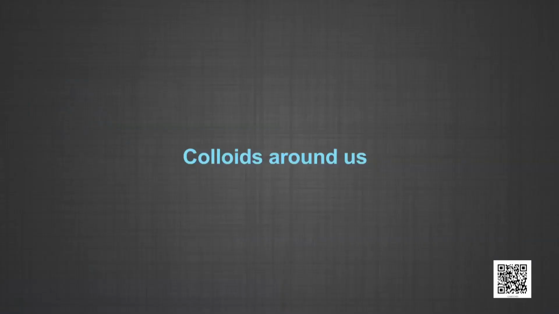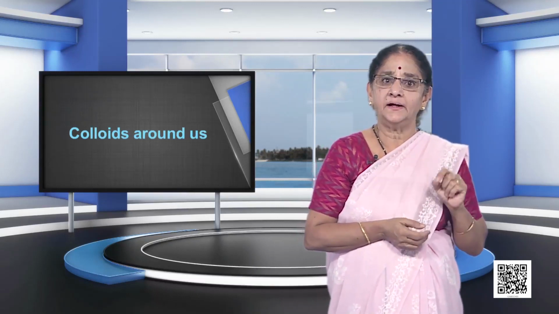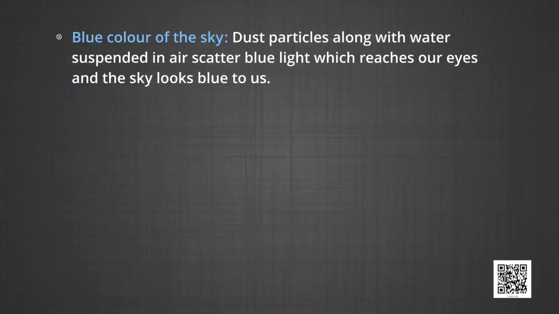Now, let us see the colloids around us which we see in our day-to-day life. Most of the substances we come across in our daily life are colloids. The meals we eat, the clothes we wear, the wooden furniture we use, the houses we live in, the newspapers we read are all largely composed of colloids. I shall now give the interesting and noteworthy examples of colloids. Number 1, blue color of the sky.